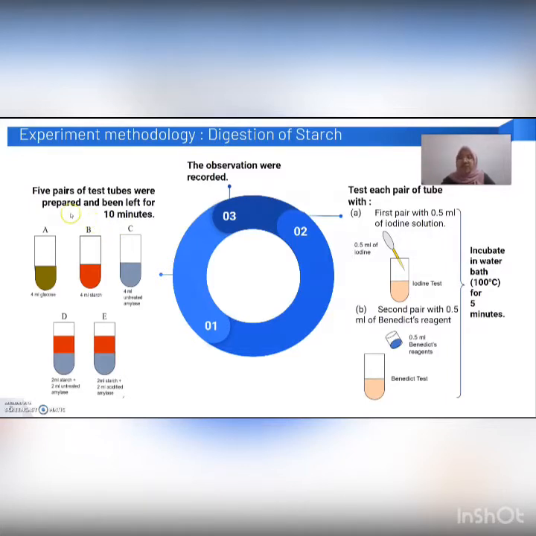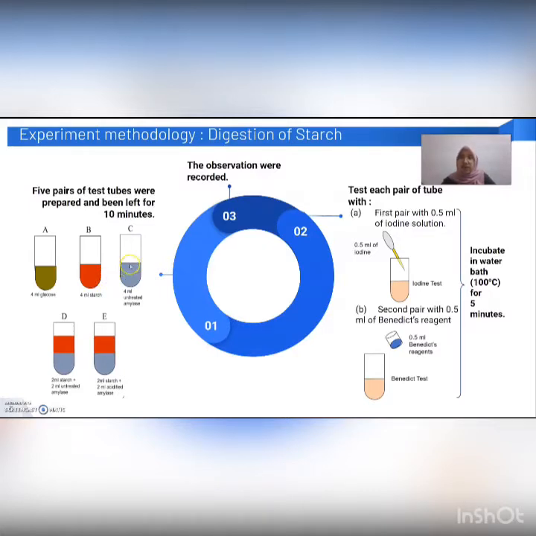Okay, so for the first pairs, which is pairs A, we're gonna fill in with 4 ml of glucose, and second pairs B with 4 ml of starch, and the third pairs, which is pair C with 4 ml of untreated amylase, and the fourth is pairs D with 2 ml of starch and 2 ml of untreated amylase, and the fifth is pairs E with 2 ml of starch and 2 ml of acidified amylase.